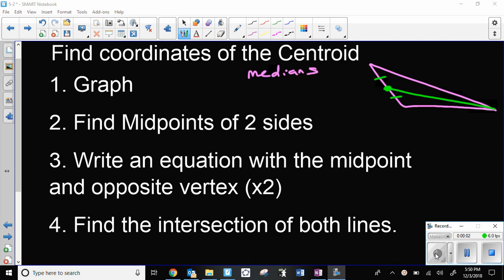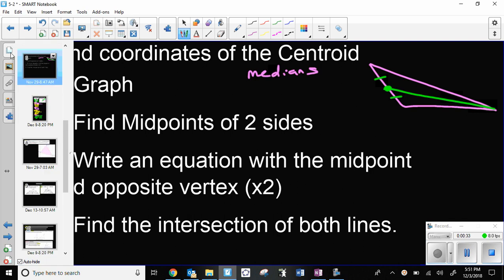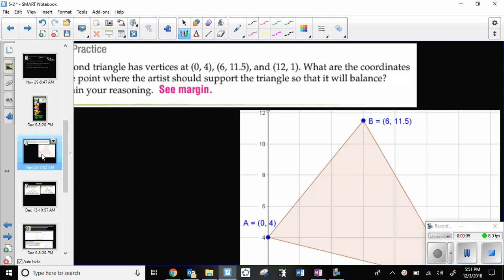Okay, so we're going to find the coordinates of the centroid again. Remember, this centroid is formed by the medians, and these are the steps that we're going to take again. I go into more detail with them in the previous video. So if you need a refresher, go check out Chapter 5, Lesson 2, Example 3 for a better understanding of these 4 steps again.